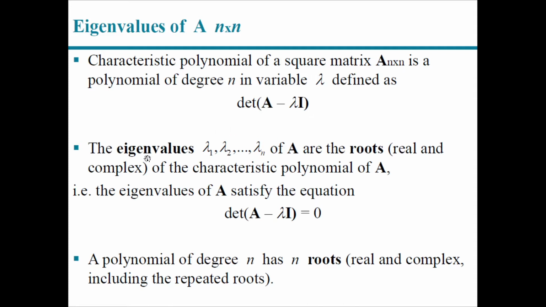Roots of that polynomial are called eigenvalues. So the eigenvalues of the matrix A are the roots of the characteristic polynomial. We already saw this. Lambdas are making this equation equal to zero. And since this is a polynomial, that means lambdas are the roots of a polynomial of degree n. And we remember that every polynomial of degree n has n roots. They can be real, complex, and repeated. So anything under the sky.